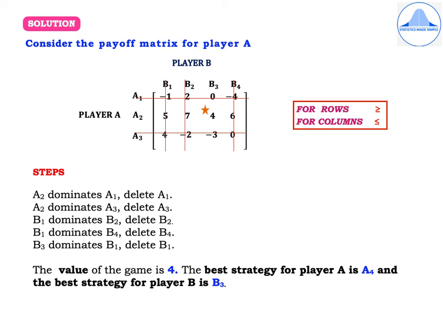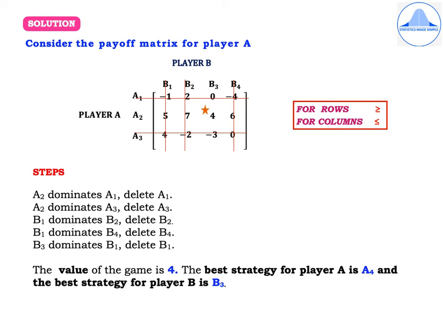Now let us do the row comparisons first. I will compare A1 with A2. So -1 is not greater than 5. So A1 doesn't work out with A2. Now let's compare A1 with A3. -1 is not greater than 4. So A1 doesn't work out with A2 and A3.